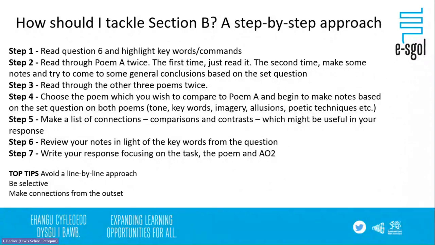Step 4, choose the poem which you wish to compare to poem A and begin to make notes based on the set question on both poems. So again, we're thinking about tone, keywords, imagery, language, allusion, poetic techniques, structure. We need to be thinking about all of those things.